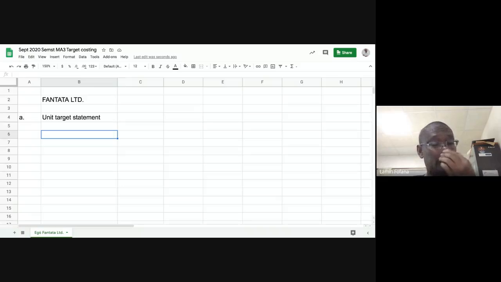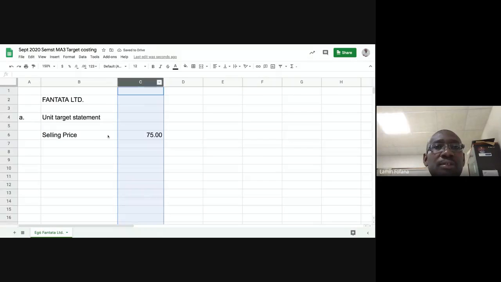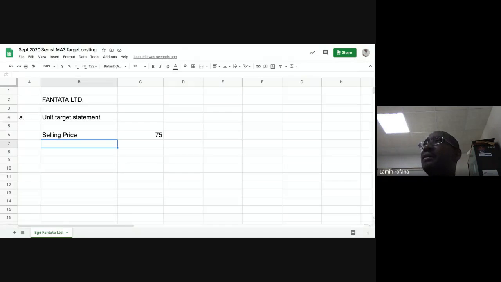75 pounds. Okay. So we have our selling price. Our selling price is 75. Okay. We have not reduced it. You have to type the numbers first. Okay. So what is next? What is the next thing that comes on a target cost statement after selling price?